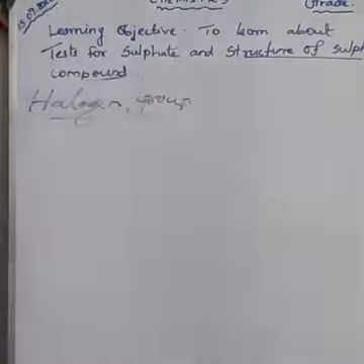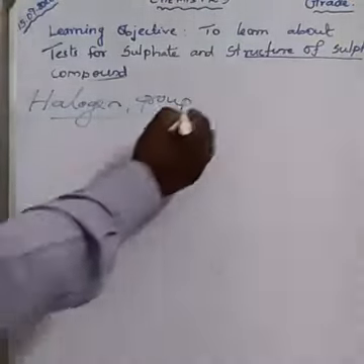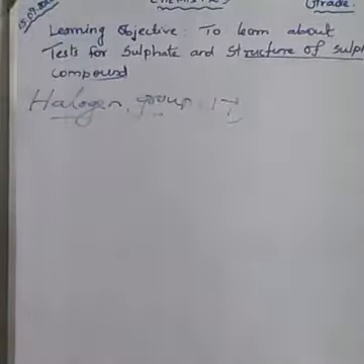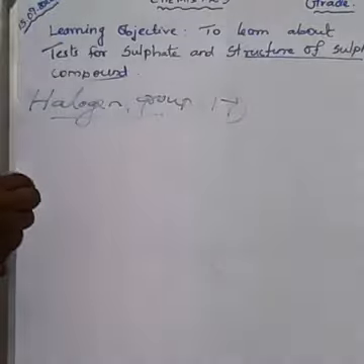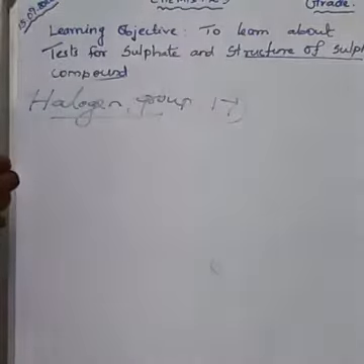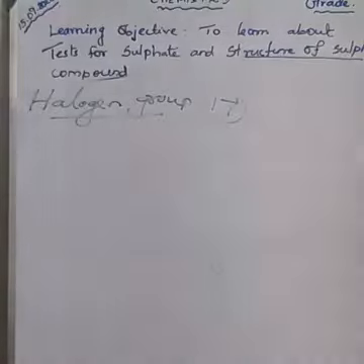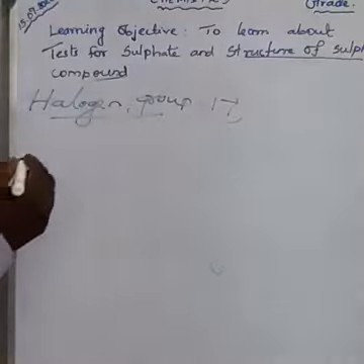To learn about the halogen group. The halogen group is group number 17. Which elements are present in group number 17, from top to bottom? Fluorine, chlorine, bromine, iodine.